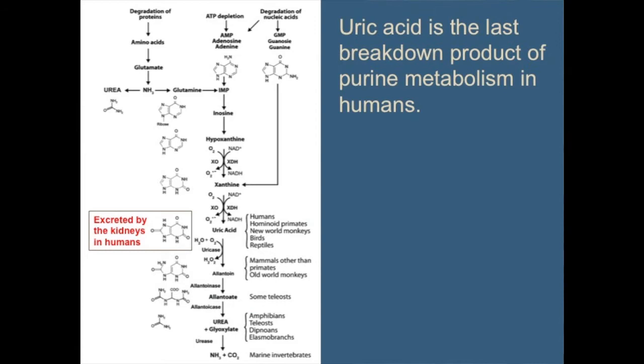And so just briefly, uric acid is the breakdown product of purine catabolism. Okay. And most organisms, so here are your purines, there is some amino acids will also be broken down into uric acid.